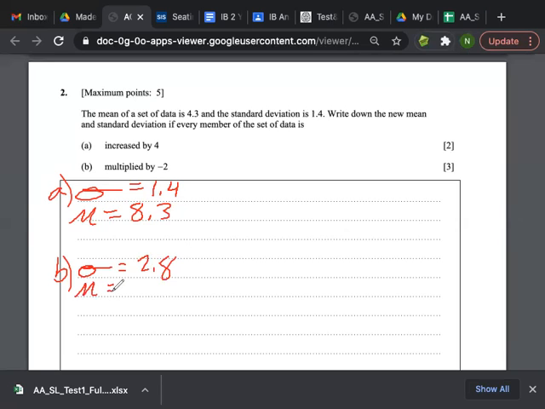Are we including the negative sign? You would not. The spread is not a negative concept.